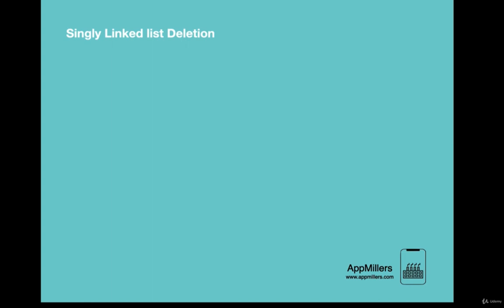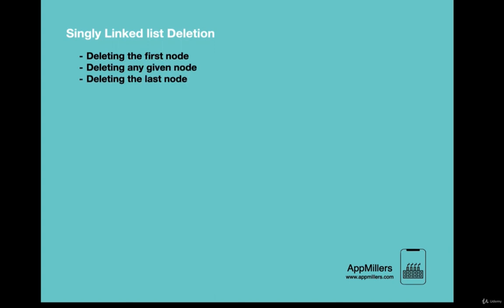In one of previous lectures, we have learned how to insert a node to the single linked list. If you remember, we had three cases there, which are insert a new node at the beginning of single linked list, insert a new node at the end of single linked list, and insert a new node at the given location. Similarly, while deleting a node from single linked list, we have same conditions over here.